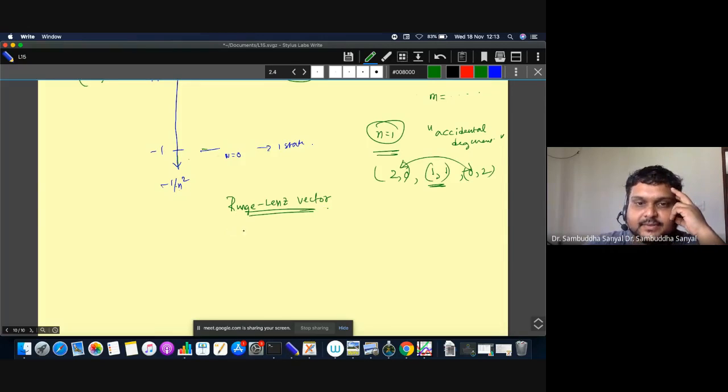Have you studied this quantity, p cross L by m minus e square by r cap? Have you seen this quantity or anything like that?